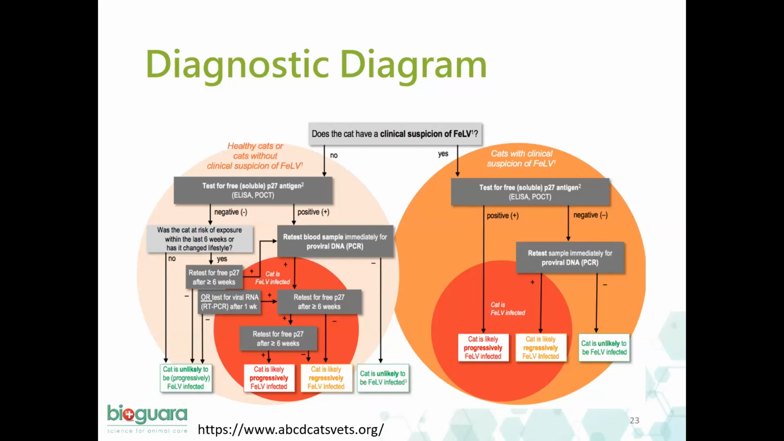If the cat has a clinical suspicion of FeLV, then the next step is to test the cat's blood for free soluble P27 antigen. This is a quick and easy test that can be done in a veterinarian's clinic. If the P27 antigen is negative, then the cat is unlikely to be infected with FeLV. However, if the P27 antigen is positive, then the cat is likely to be infected with FeLV.